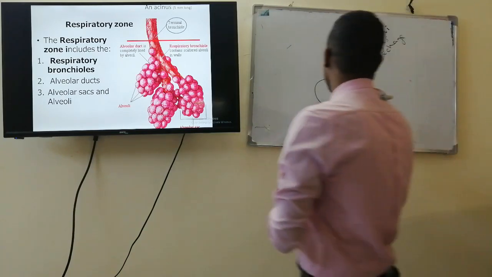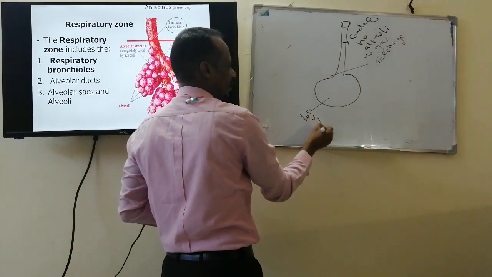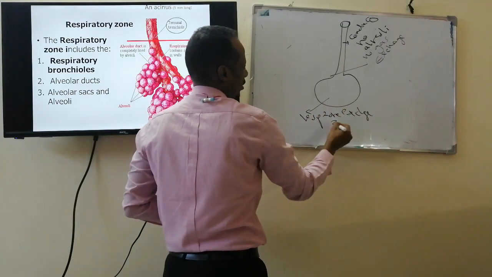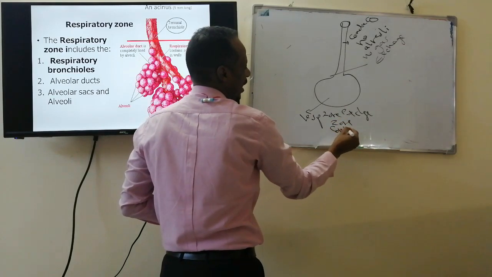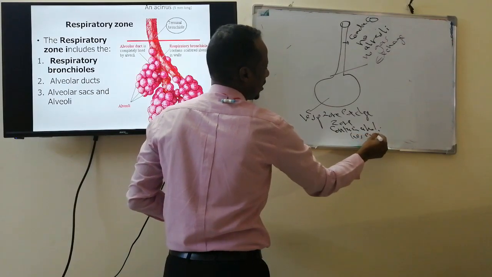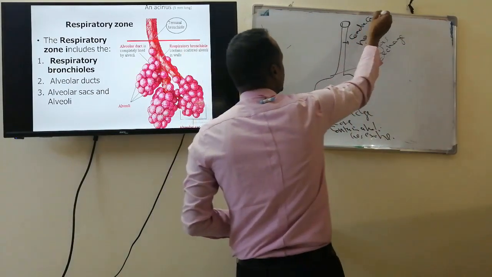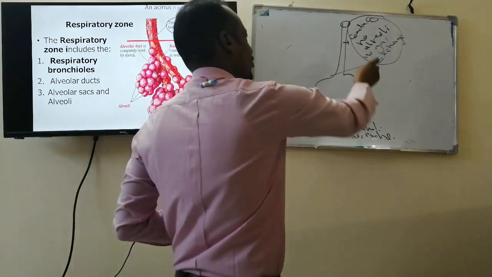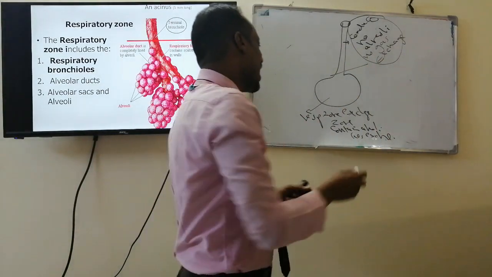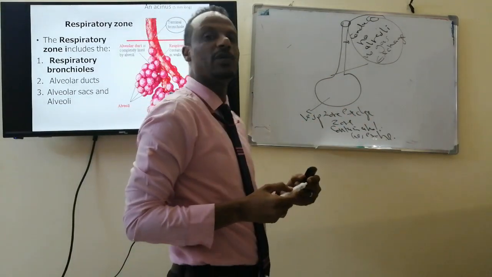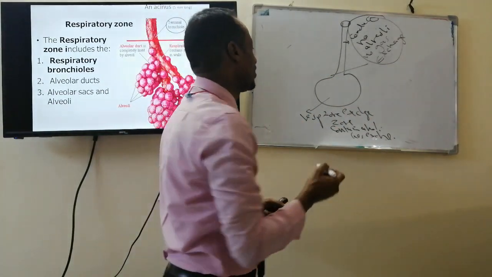And the second part is called the respiratory zone, or we call it the exchange zone. This contains alveoli, and there is gas exchange. So we have two zones: the conducting zone, where there are no alveoli and no gas exchange, and the respiratory zone, where there are alveoli and there is gas exchange.